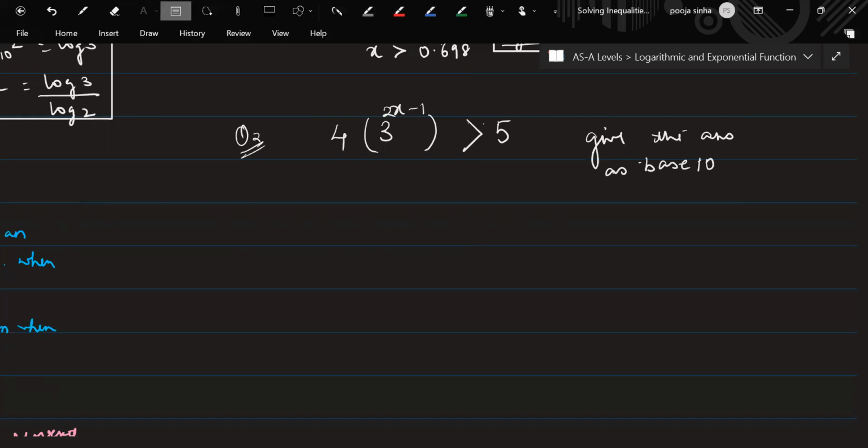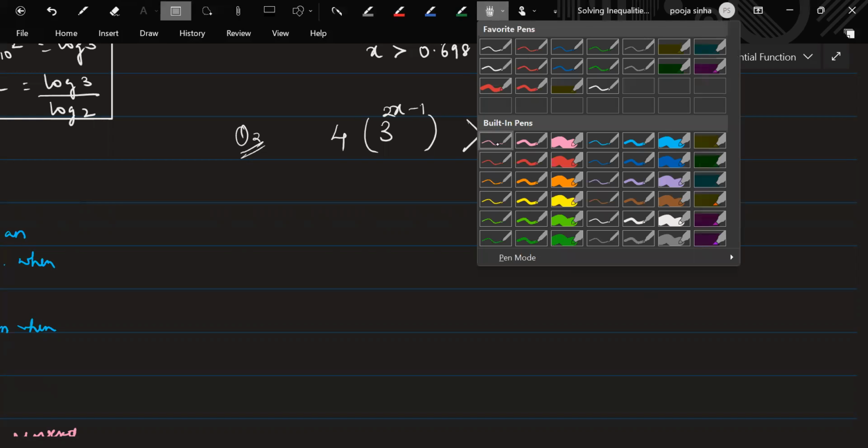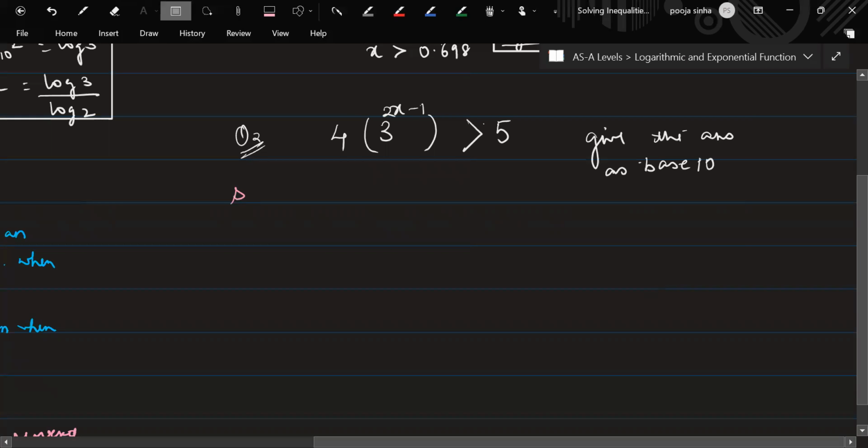How will we do this? Okay, so for this also, what you're going to do is take log on both sides. So log to the base 10 of 4 times 3 raised to power 2x minus 1, keep that in one bracket, is greater than log of 5, correct? Right? There is one way, that you do like this.